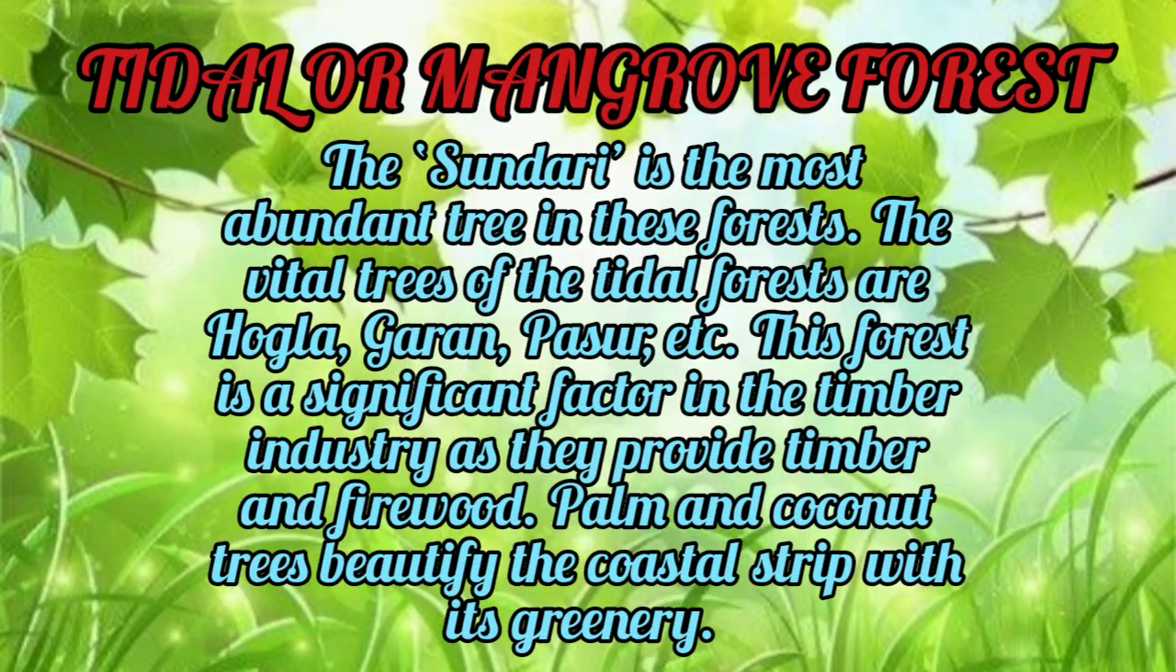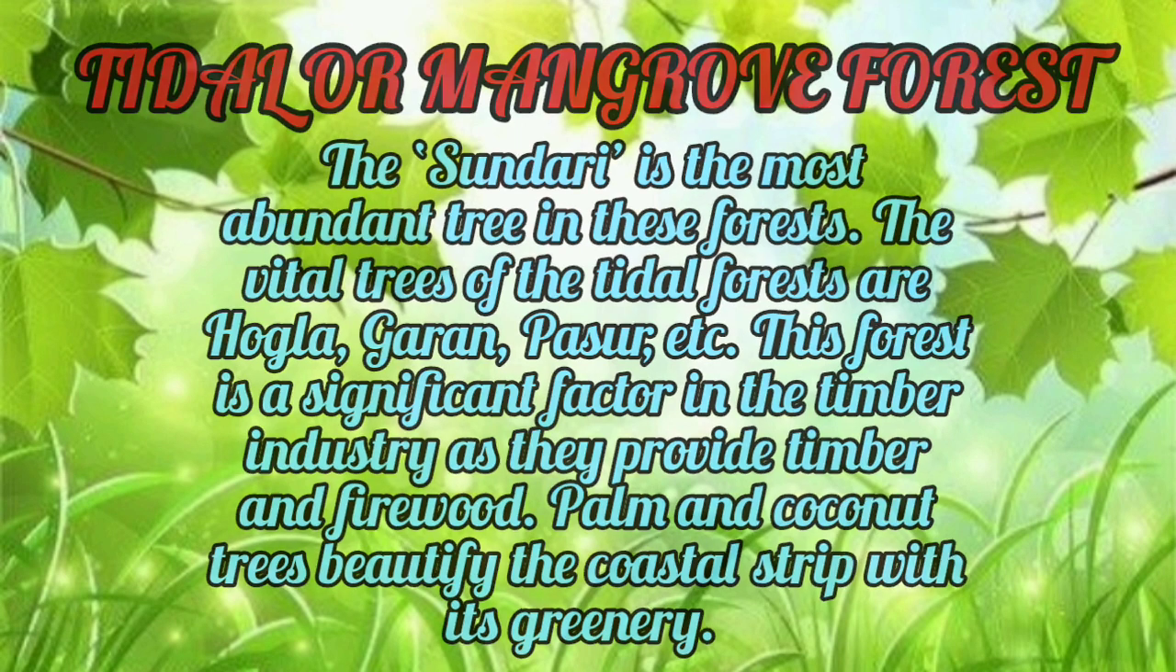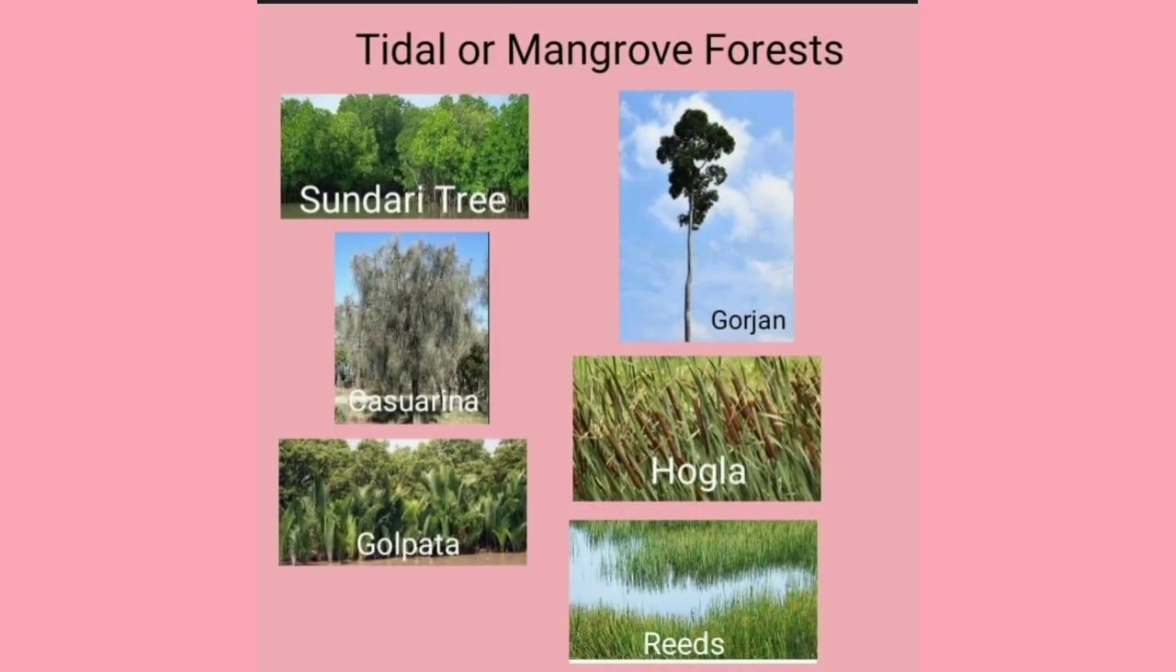The Sundari is the most abundant tree in these forests. The vital trees of the tidal forest are Hogla, Garan, Pasur, etc. This forest is a significant factor in the timber industry as they provide timber and firewood. Palm and coconut trees beautify the coastal strip with its greenery. Here are some of the pictures of the trees found in tidal forest: Sundari tree, Gorgon, Casuarina, Hogla, Golpatta and reeds.